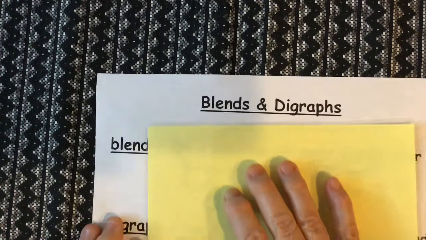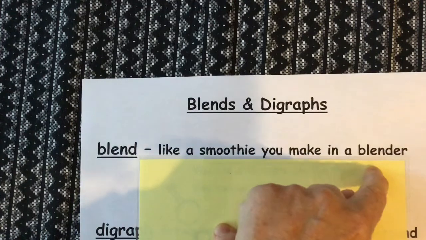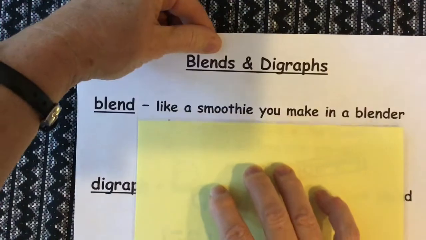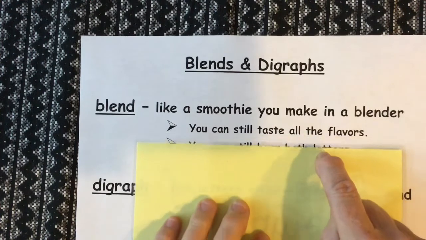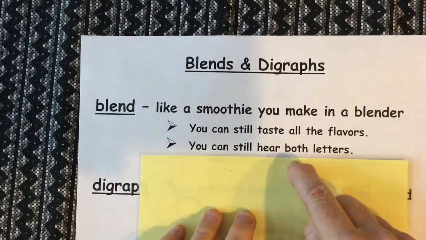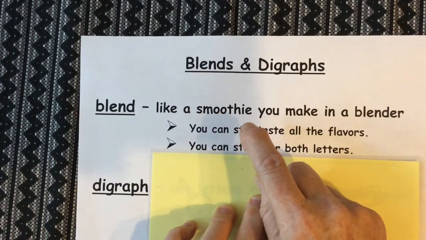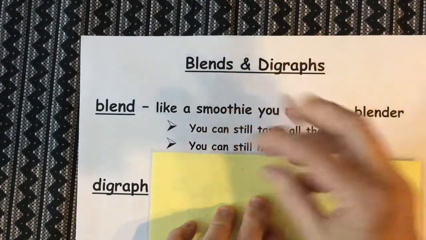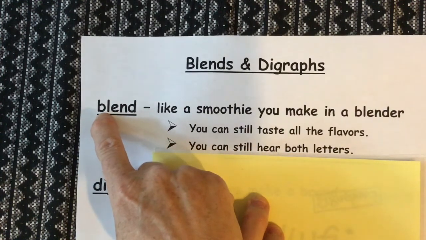So a blend is like a smoothie you make in a blender. A blend is two letters together. The reason it's like a smoothie is because just like in a smoothie you can still taste all the flavors, in a blend you can still hear both letters, right? So when you make a smoothie in a blender, maybe it's strawberry banana, you can still taste banana, you can still taste strawberry, right? Even though they're blended together. Same with a blend. In fact, the word blend has a blend to begin, right?